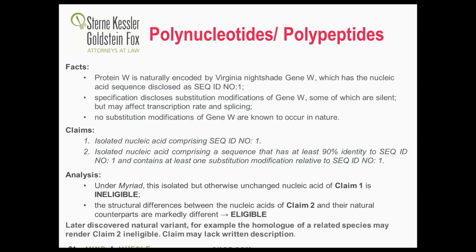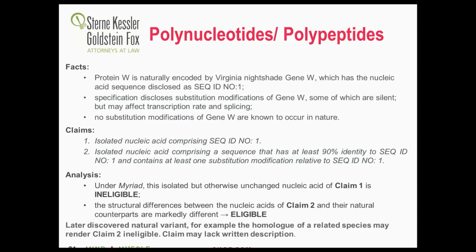The office's guidance to get around that obstacle and obtain a claim to something that encodes this naturally occurring protein is to patent the variant of the naturally occurring gene. So claim 2 is directed to isolated nucleic acid comprising a sequence that has at least 90% sequence identity to seq ID number 1, and it contains at least one substitution relative to the native sequence. Now, the patent eligibility of this claim is dependent on the particular fact that no substitution modifications of gene W, the naturally occurring gene, are known to occur in nature.